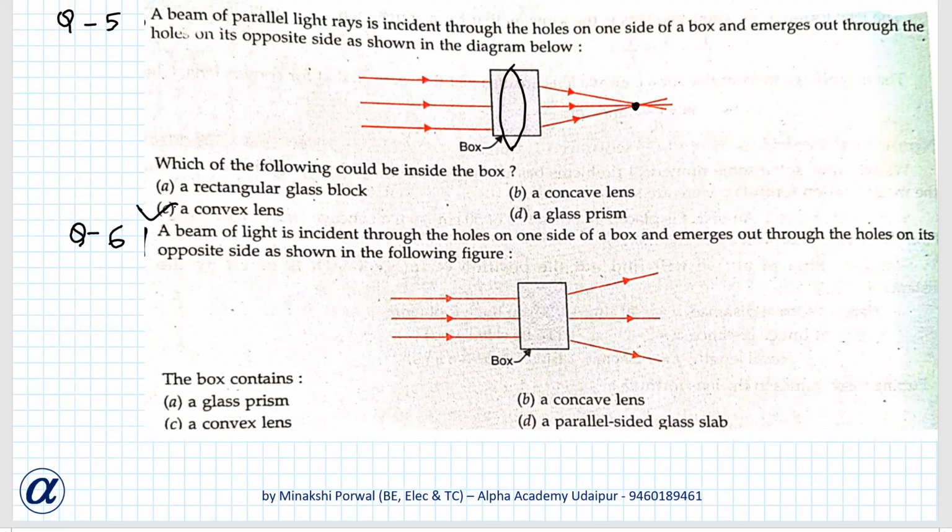Then sixth. A beam of light is incident through the holes on one side of the box and emerges out through the holes on its opposite side as shown in the following figure. The box contains, so this will be a concave lens, because a concave lens is a diverging lens and here we can see diverging rays. So concave lens is the correct answer.